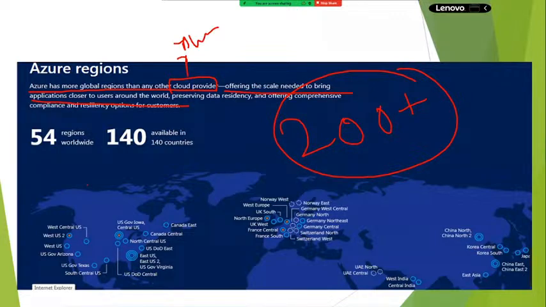Clear? So they have mentioned 60 plus regions, and around 140 countries where they have their own data centers.